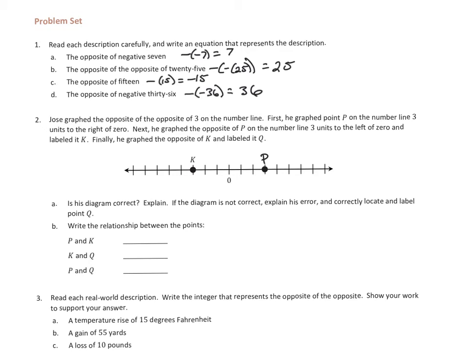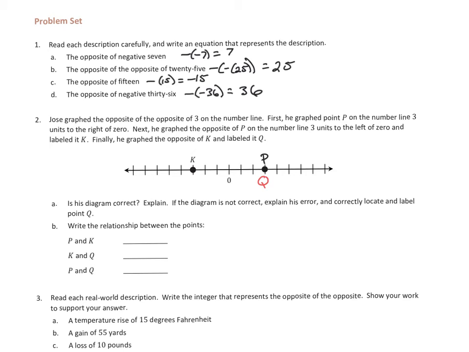Okay, I just misread that whole thing again. First, he graphed the point P on the number line 3 units to the right of 0. We got that. Next, he graphed the opposite of P on the number line 3 units to the left of 0 and labeled it K. It should be the opposite. That would make it negative 3, and that's correct. Finally, he graphed the opposite of K and labeled it Q. So let's do that right here. Because the opposite of K, negative 3, would be positive 3.